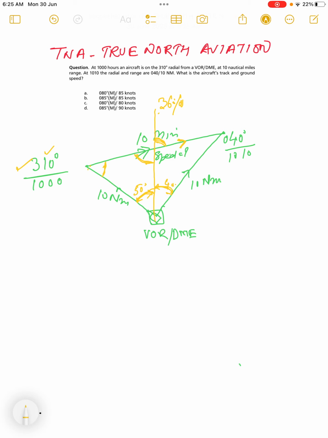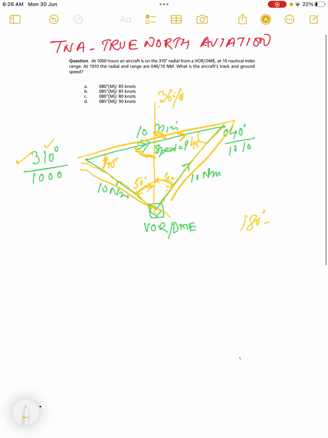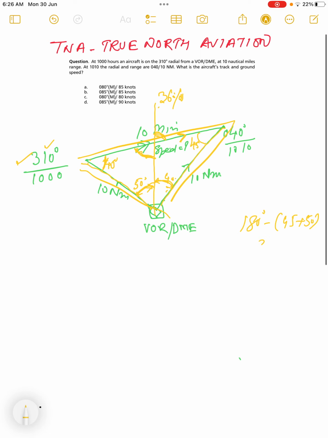So this triangle is a right triangle, and these two sides are equal. So this is an isosceles right triangle. So this is 90, so this angle will be 45. This angle will be 45. So 45, 50. How much is this angle? This angle will be 180 degree minus 45 plus 50, this is equal to 95. The angle will be 85. So this angle is 85.